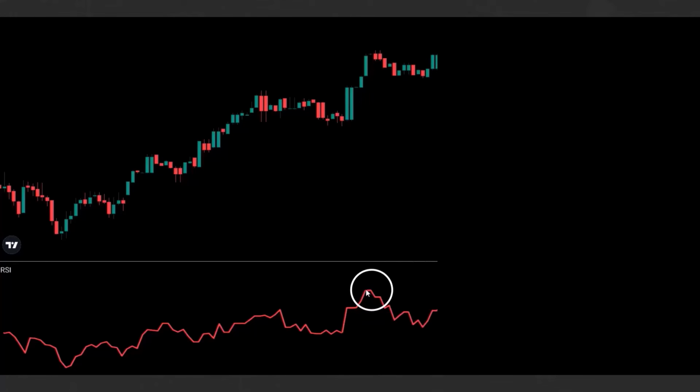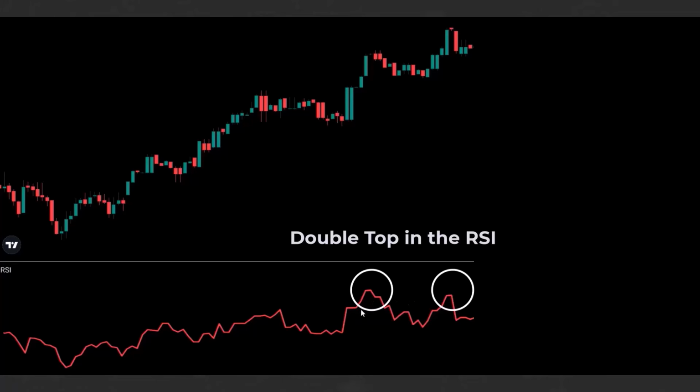After that, the RSI pulls back slightly. The small drop tells us that momentum is slowing down for a moment. But now watch what happens next. The RSI tries to move higher again. Buyers are attempting to push momentum up one more time, but this time the RSI cannot move above the previous peak. Instead, it forms another top around the same level. So now we have 2 peaks. This is what we call a double top in the RSI, and if you look at the shape, it almost looks like the letter M.